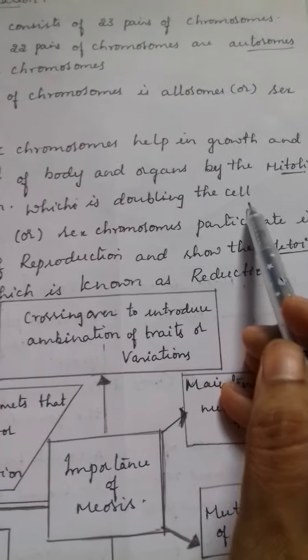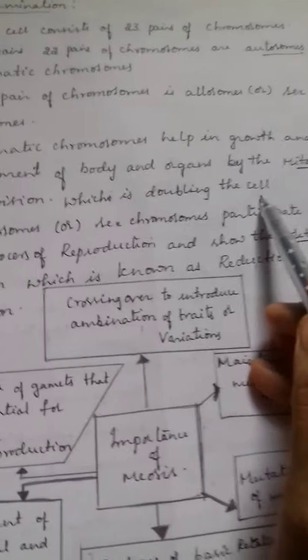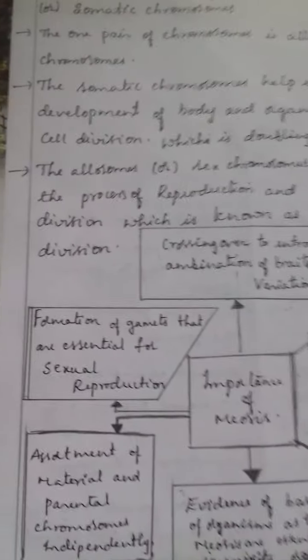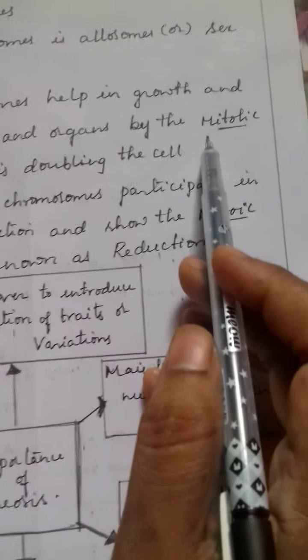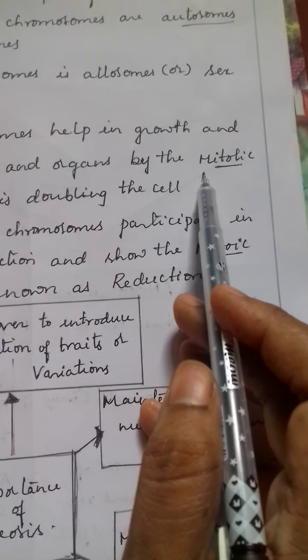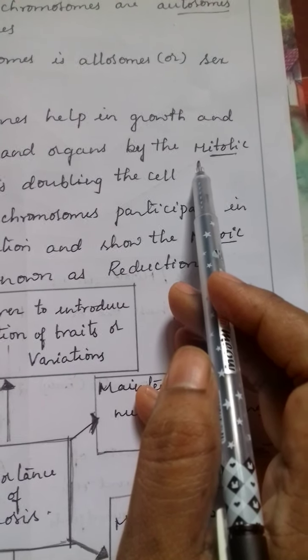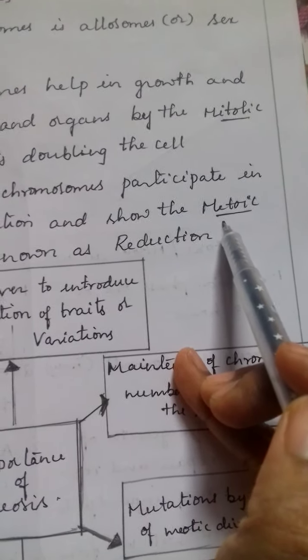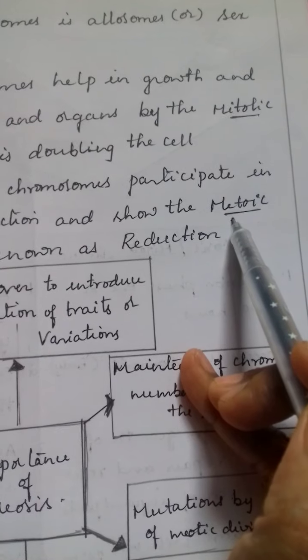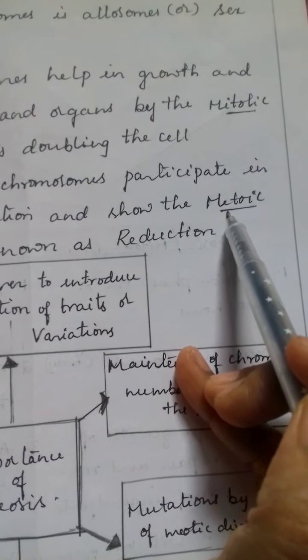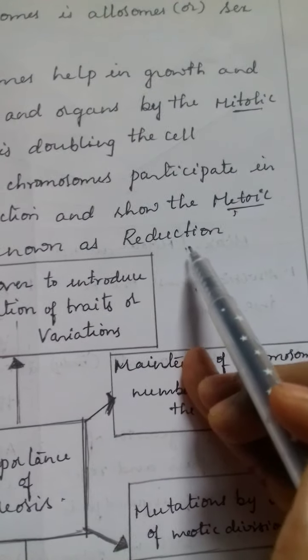Always we will see two types of cell division take place in the body, that is mitotic cell division and meiotic cell division. So mitotic cell division is nothing but doubling of the cell, which helps in growth of the cell, and takes place in the somatic cells. Meiotic cell division we see only in sex cells during the process of reproduction. It is also called reduction division.